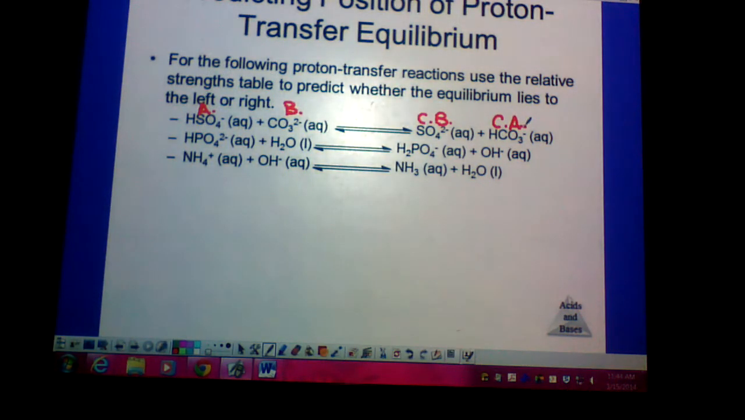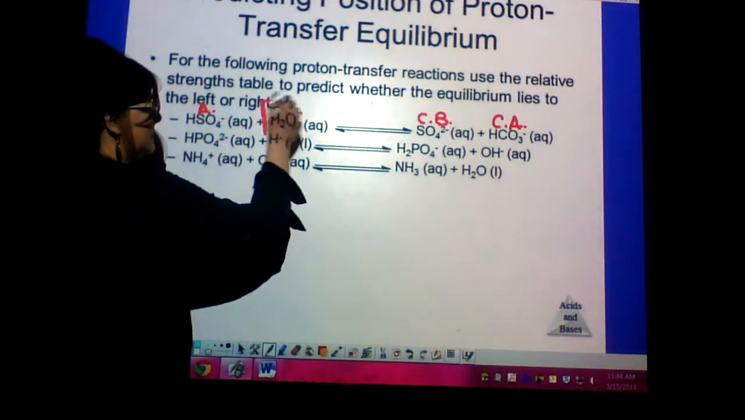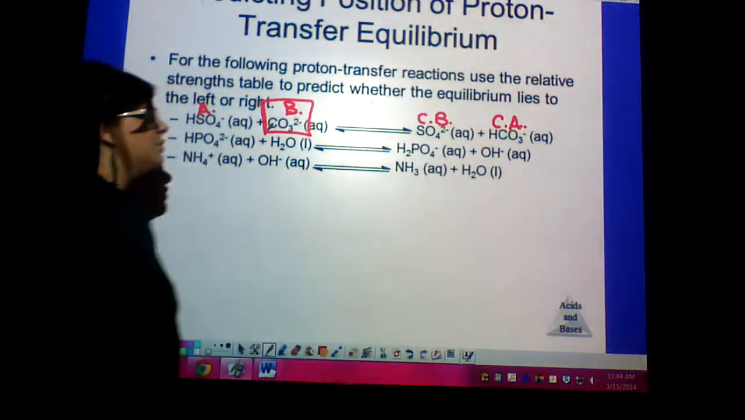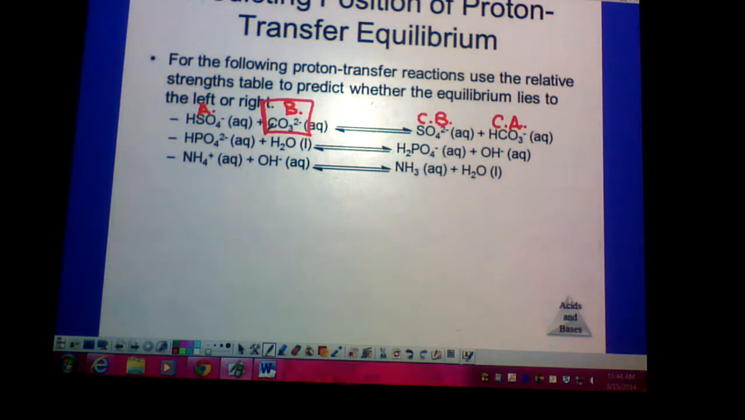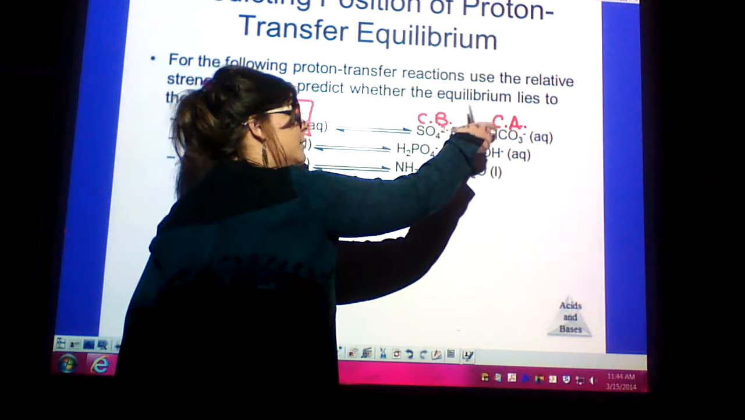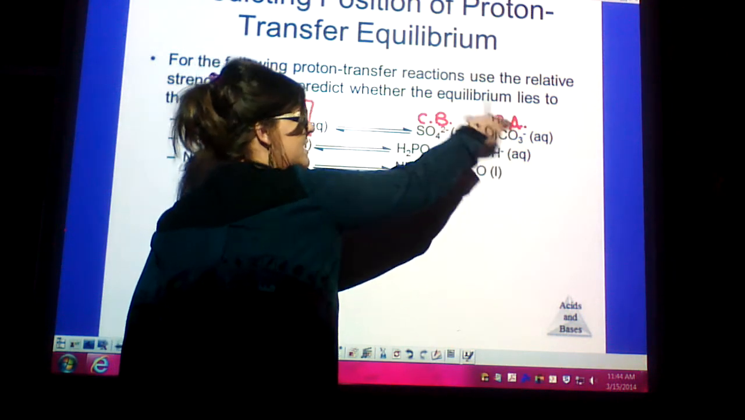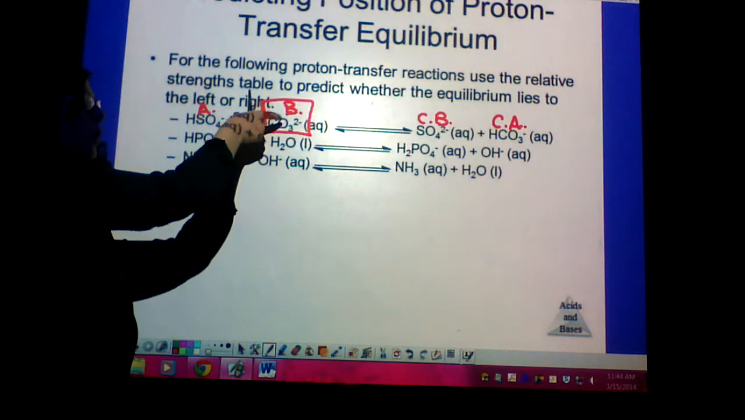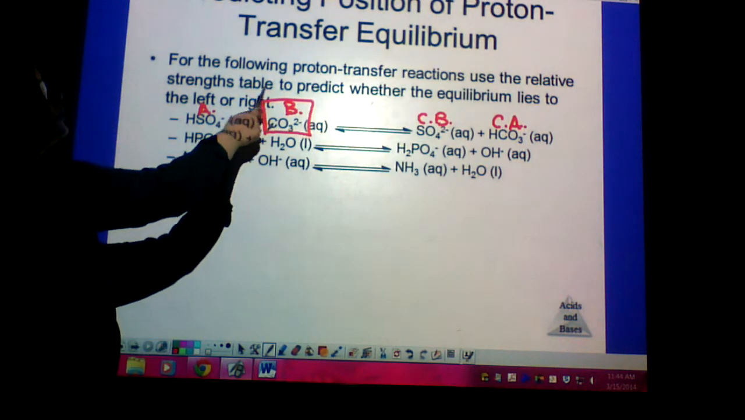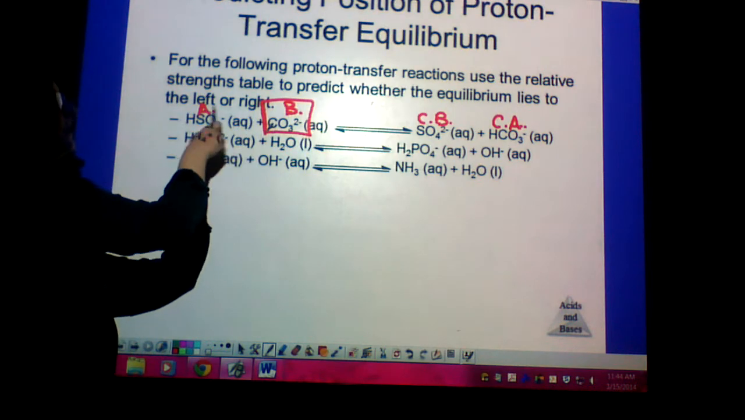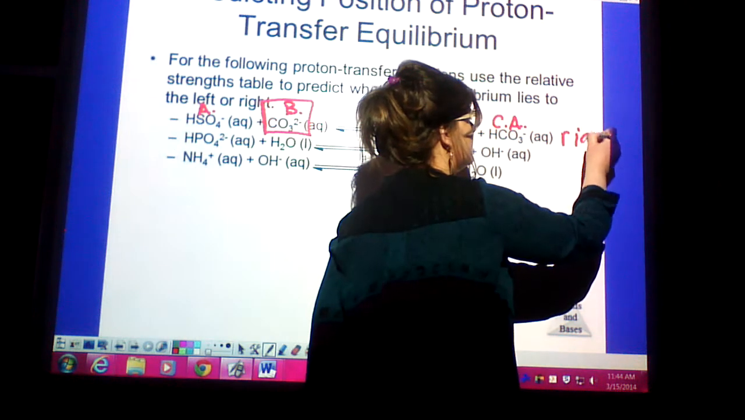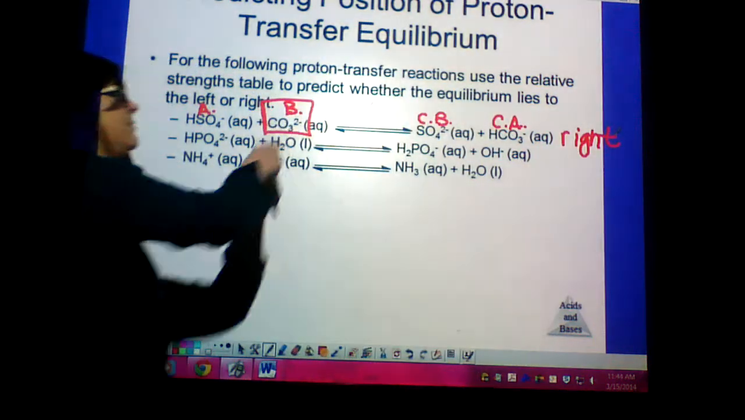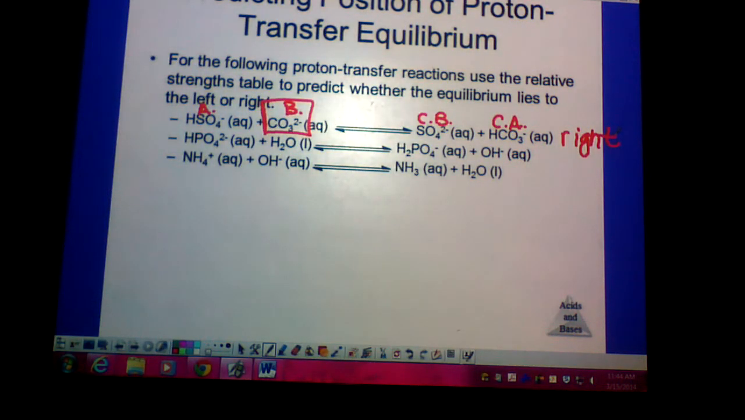If I look at my chart, like we said on that first slide, I know that carbonate has to be the stronger base if I compare carbonate and sulfate. Since carbonate is the stronger base, my equilibrium is going to favor this side. I want to make more of these so that I can produce this stronger base. Because we're asking whether the equilibrium lies to the left or the right, I would say equilibrium lies to the right. I want more of this to make that strong base. Let's look at the next one.